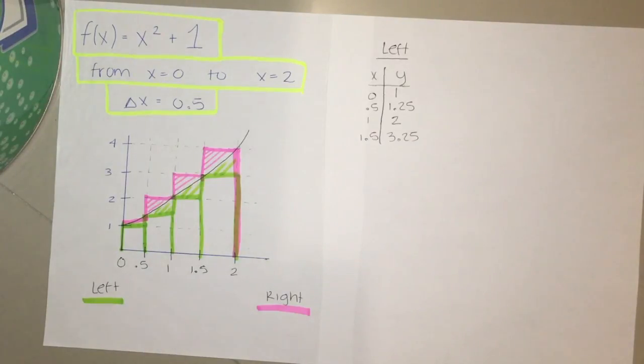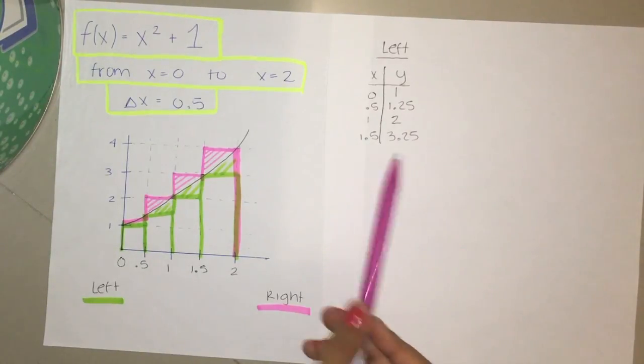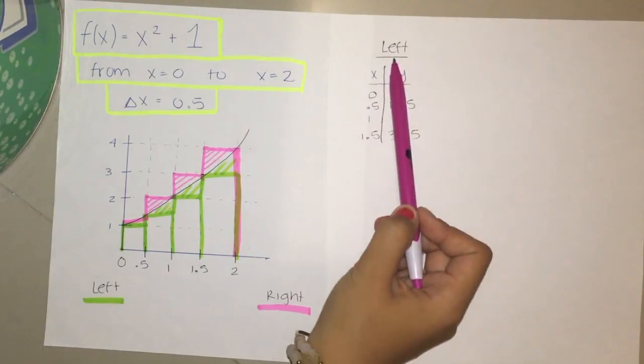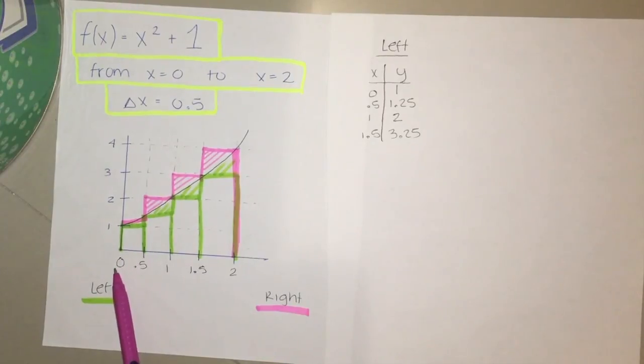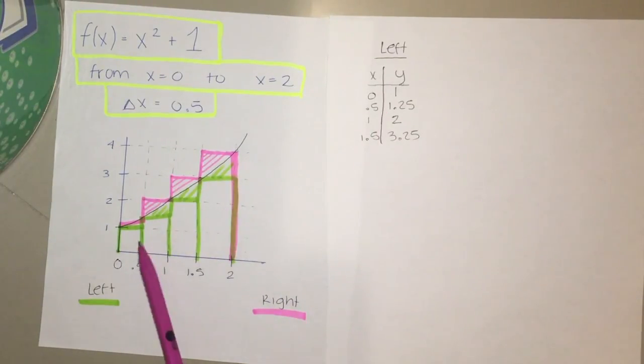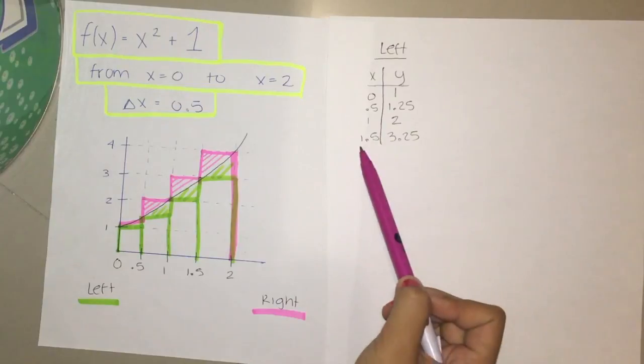For each one of them, you need to make a table of values like this one. You're going to start with the left hand. You're going to start on the very first point you started, in this case, the 0. So you go from 0, then 0.5, then 1, and then 1.5.